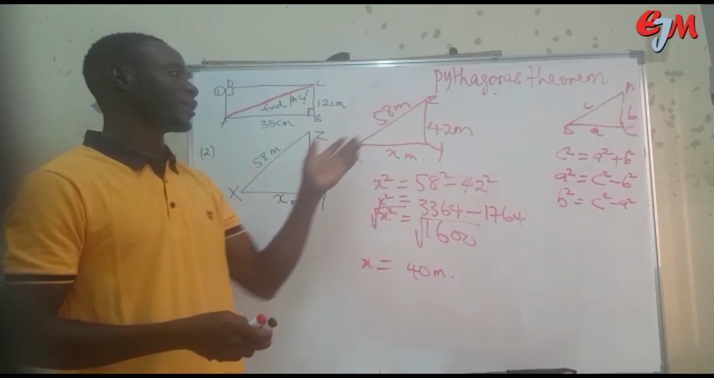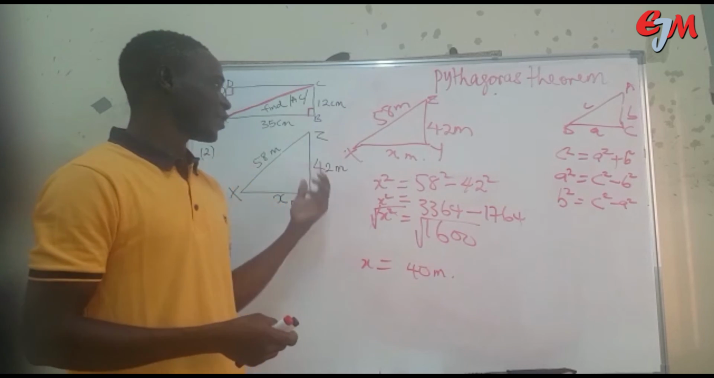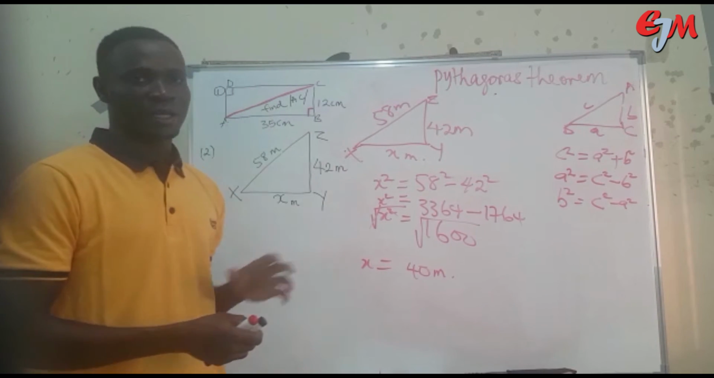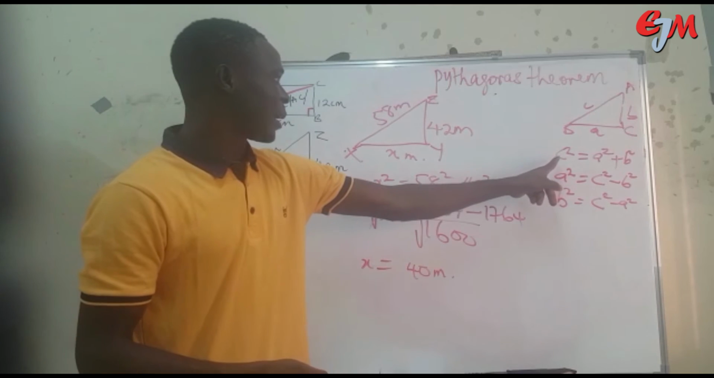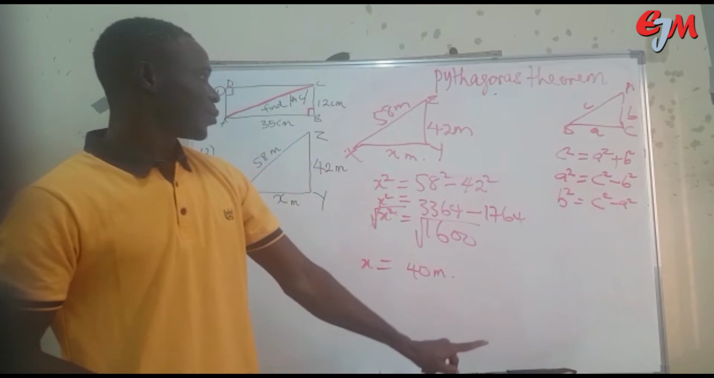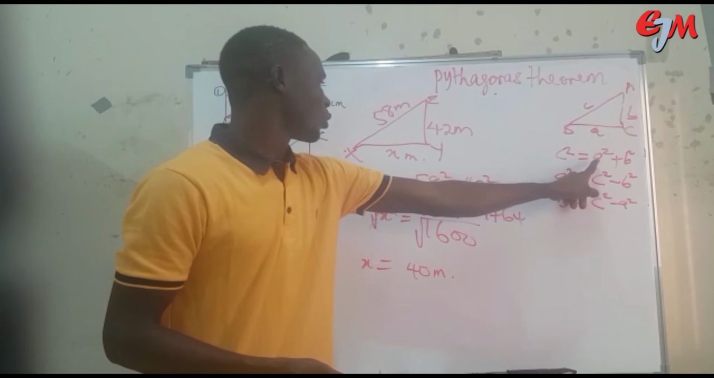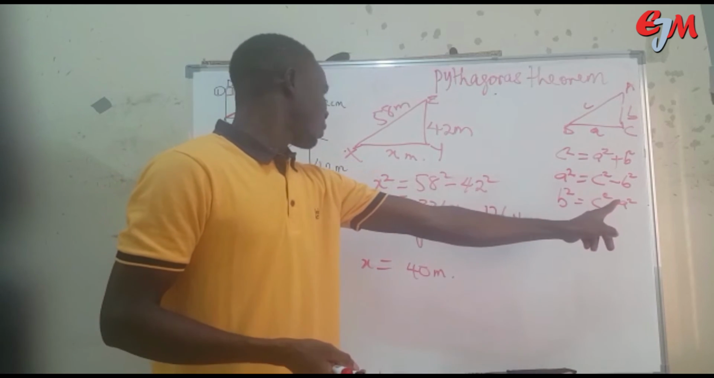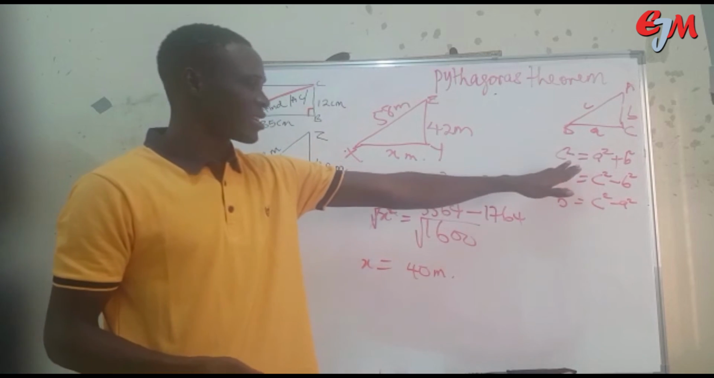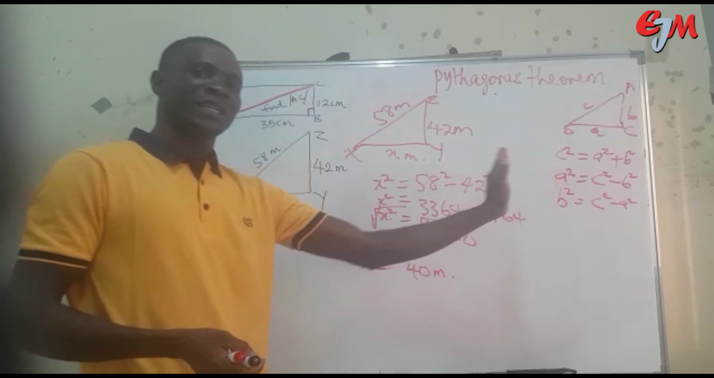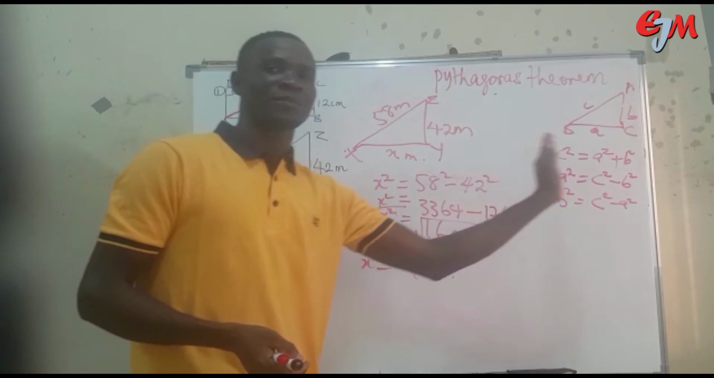That is how to use the Pythagoras theorem in solving a question like this. You can check it by putting 58 here, putting 42 here, and putting 40 here. You will get the same quantity on the left hand side as on the right hand side.